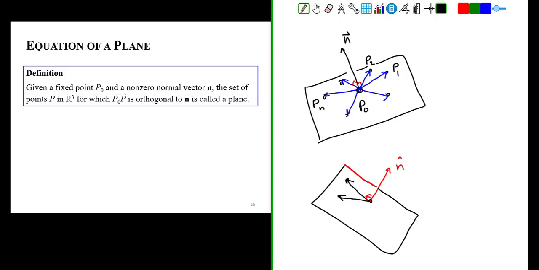So this is how we are going to proceed with our definition of the plane. Again, we just need a fixed point, a non-zero normal vector, and a set of at least 2 other points for which, when we construct vectors between P naught and the 2 other points, the normal vector is perpendicular to each of those.